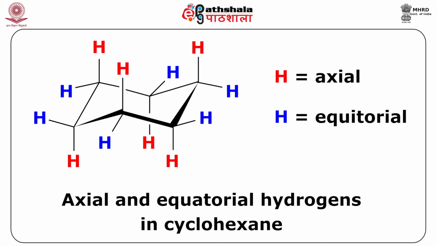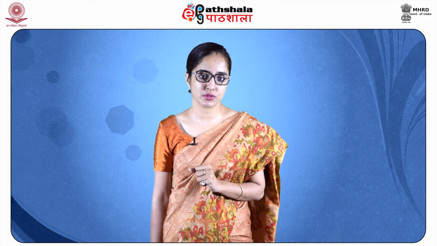Hence, one can expect two signals in the proton NMR spectrum of cyclohexane, one for 6 axial protons and the other for 6 equatorial protons. The NMR spectrum of cyclohexane shows only a single sharp peak at a delta value of 1.4 ppm. Now, how is that possible? This can be explained by the fact that at room temperature, the rate of ring flipping is so high that you cannot observe two different signals, one for axial protons and one for equatorial protons.